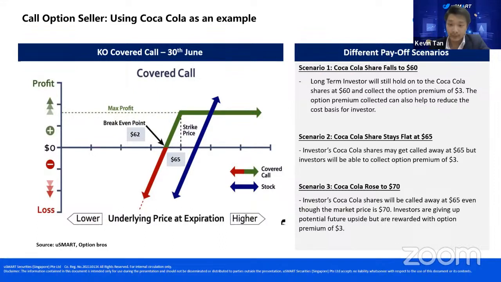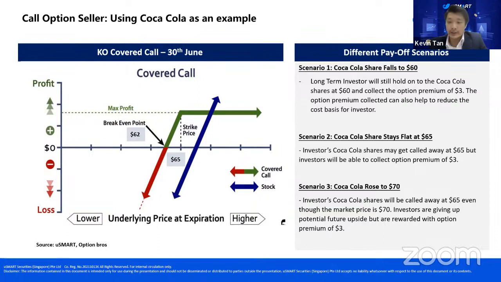Now, what happens if we have a second scenario where Coca-Cola share stays flat at $65 after you sell the call? What's going to happen is that your Coca-Cola shares may get called away at $65, meaning you would sell Coca-Cola shares away at $65, but for doing that, you will still get to collect a premium of $3 per share, which is still not too bad, because you'll be getting close to a 5% return in a 1 month period.